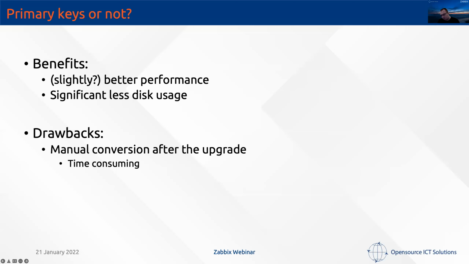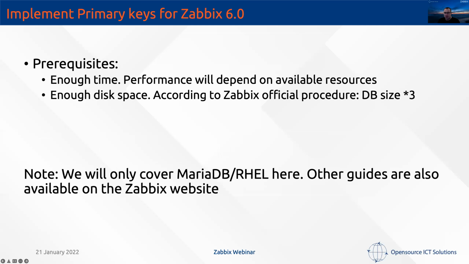Are there drawbacks? Yes. One, you have to do a conversion, and that's a manual conversion. Zabbix is not helping you. They are providing the scripts, of course, but you should initiate it yourself. Drawback, it's time consuming. Last time I tested on a 45 gigabyte database, it took me roughly 1 hour, 10 minutes. So that's one of the prerequisites, enough time. Performance depends, of course, on the resources of your Zabbix server or your database server, but it's time consuming.